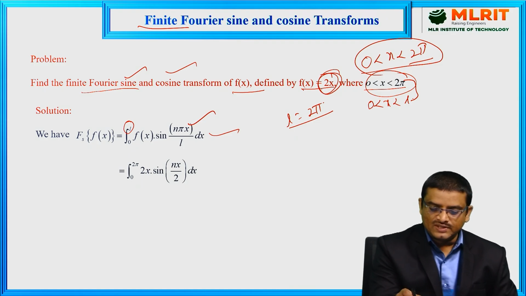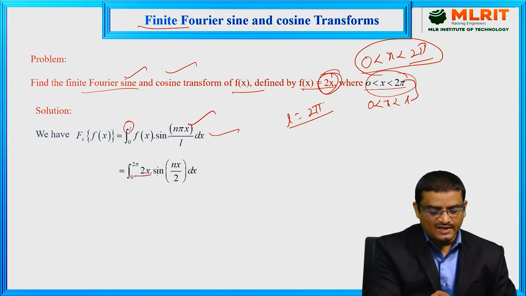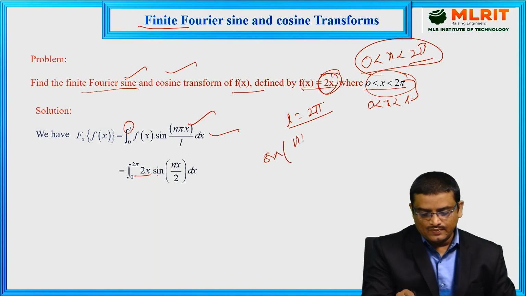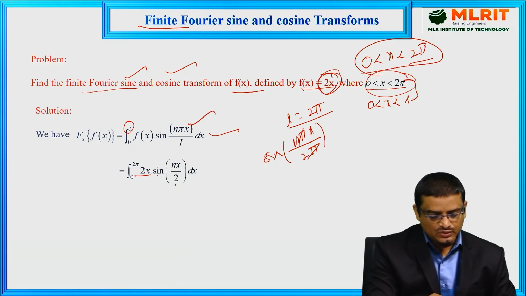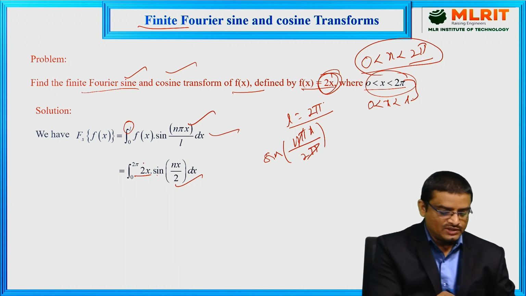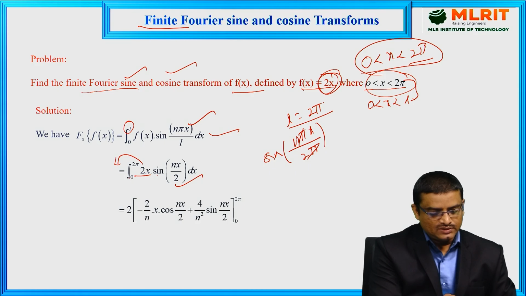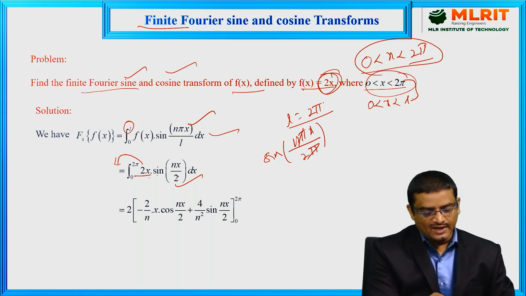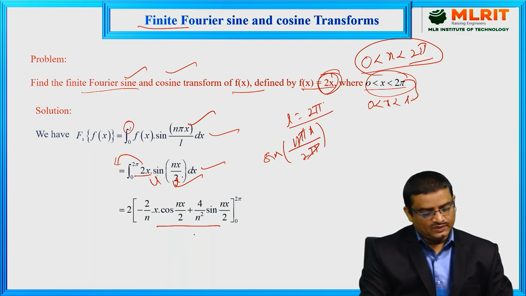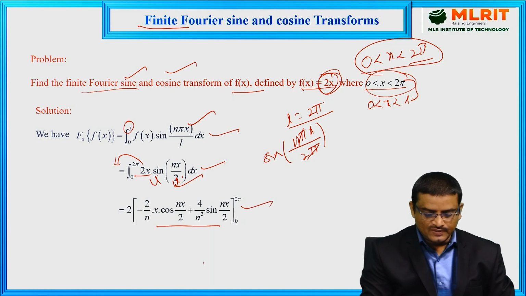So we get our required formula, integral 0 to 2 pi, f of x replaced with 2x, into sine n pi x by L. Here L is 2 pi, so this pi gets cancelled and you will get sine nx by 2. 2 is a constant, so we can take the 2 outside. So you will get 2 into integral 0 to 2 pi x into sine nx by 2 into dx. Apply the UV formula here, and this is the value we get for the integral. Now substitute the limits 0 to 2 pi.